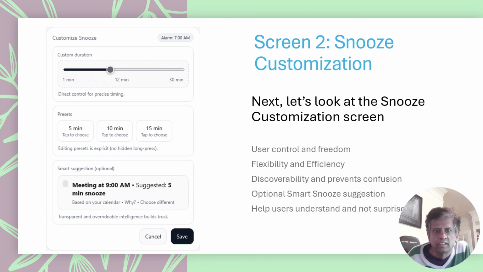Next, let's look at the snooze customization screen. At the top, there is a slider control that lets users set any snooze interval between 1 and 30 minutes. This gives direct manipulation for precise timing, aligning with the principle of user control and freedom. For users who want consistency, they can simply leave it on the preferred number. Below that, we have preset buttons for common values like 5, 10, and 15 minutes. The rationale here is to support flexibility and efficiency.